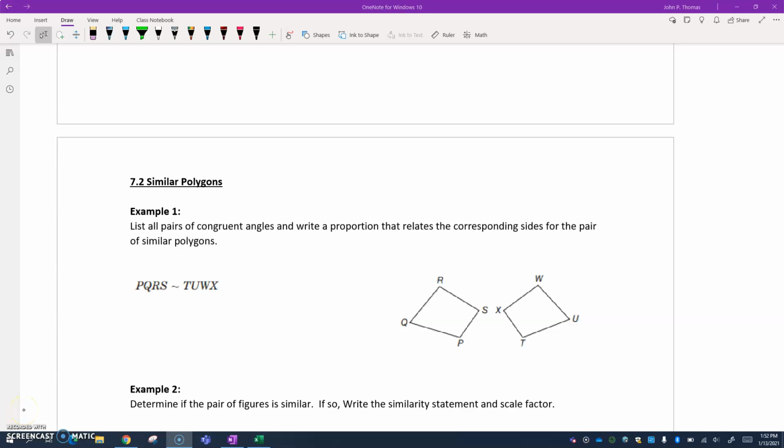All right, so we're back for section 7.2. 7.2 focuses on similar polygons.